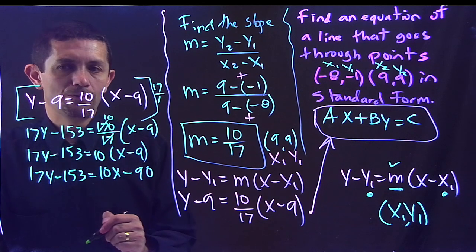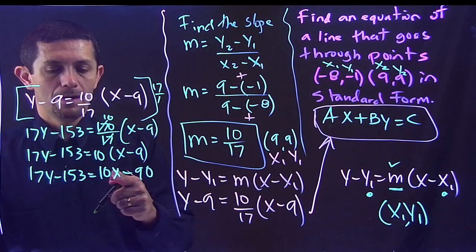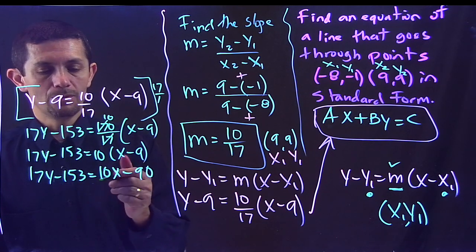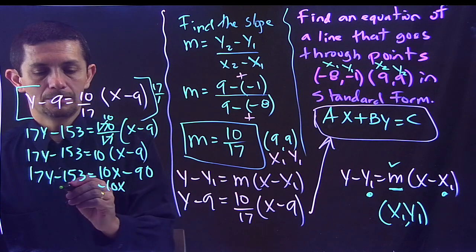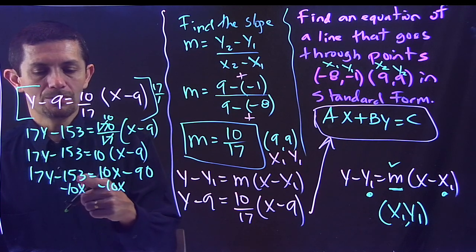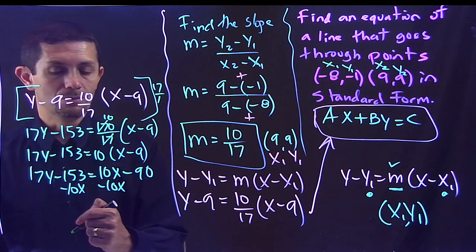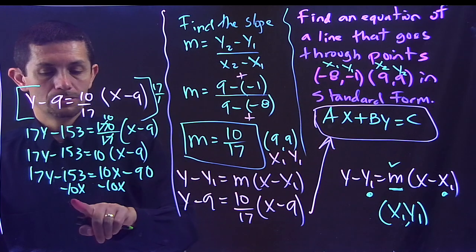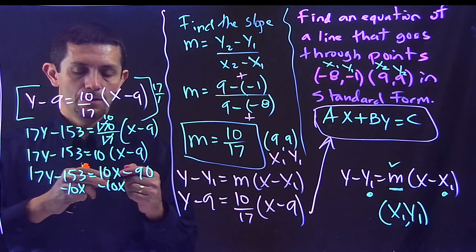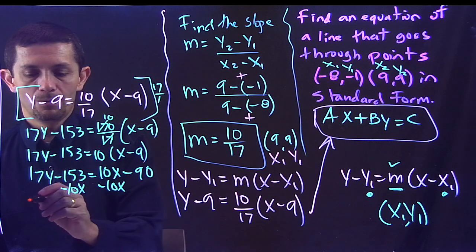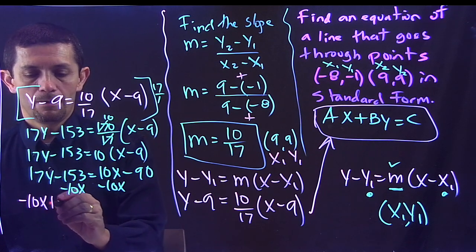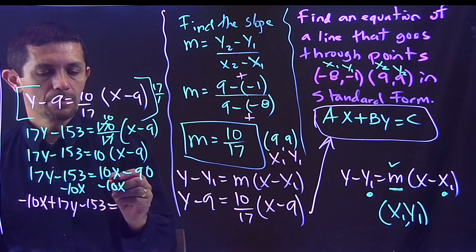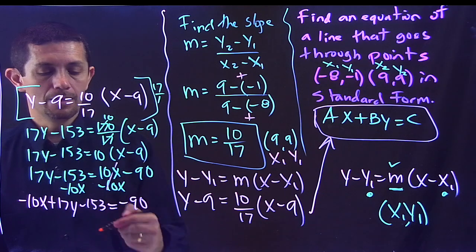It's a big issue when we have a fraction multiplying. Now, I gotta bring that x on this side, I gotta bring that 153 on the other side. So first, let's get rid of the 10x. Minus 10x. Just because I'm writing underneath does not mean they're like terms. Remember, I want x and then y. So that 10x has to go first. So let me write negative 10x plus 17y minus 153 equals negative 90.